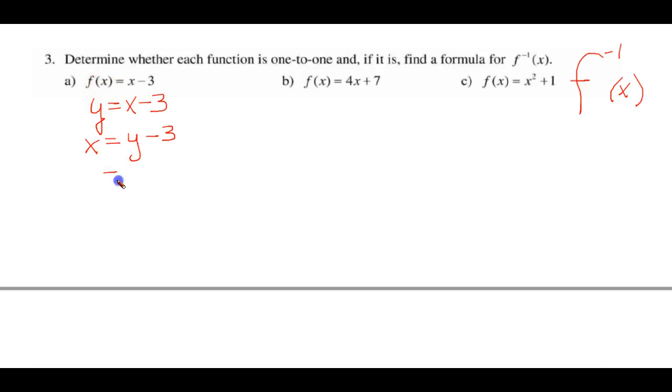Now, solve for y. We just transpose the 3, and we get x plus 3 equals y. Now, take the y and substitute the inverse symbol, and we can put it over here. So this is our new y.